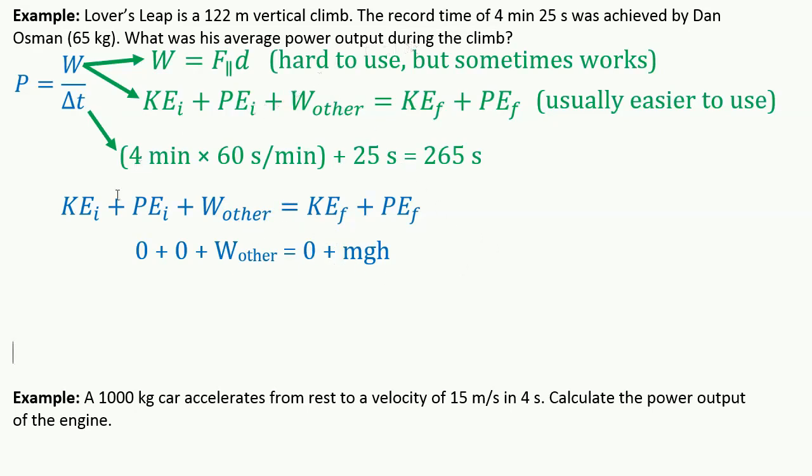So if Dan Osman, I'm going to say initial is him standing at the bottom of this rock wall getting ready to climb it. And final is him standing on top of the wall, having climbed it 4 minutes and 25 seconds later. So initially, he has no kinetic energy. He probably doesn't take a run at the wall. He's probably just sitting there. Initially, he also has no potential energy because he has no height. He's at the bottom of the climb.